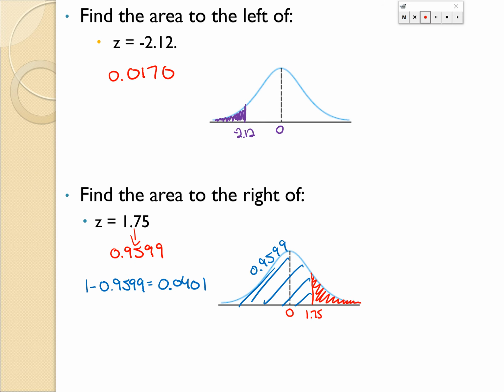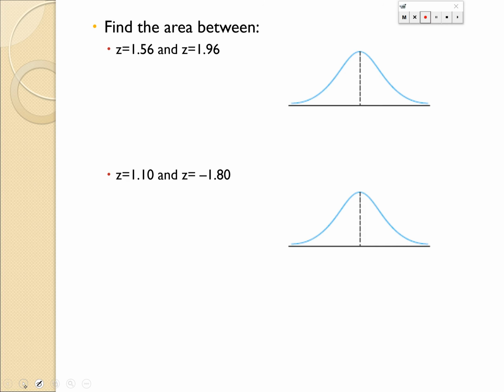So if you want the area to the left of a z-value, you look it up in the table, write it down, rock on. You want the area to the right of a z-value, you're going to have to look up the area in the table and subtract it from 1. So if you want to jot any little side notes down on any of these examples, please do so. Our next task is going to be to find the area between two z-values.